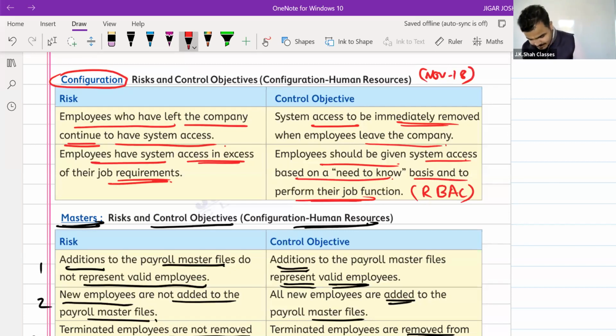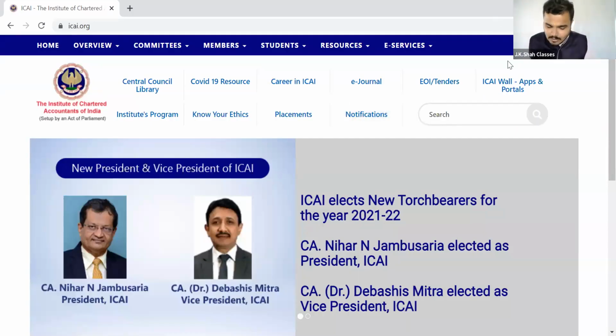Agree? Yes, sir. Wait for 1 minute, my dear child. I want to show you something important today. Sir, what is important to see, my dear child? Sir, it is purely the website of the Institute of Chartered Accountants of India. Yes, sir.